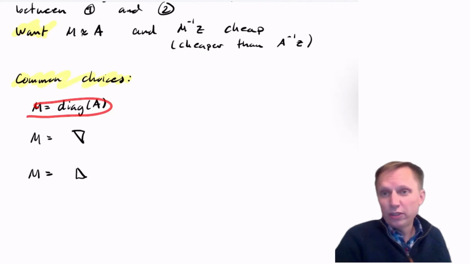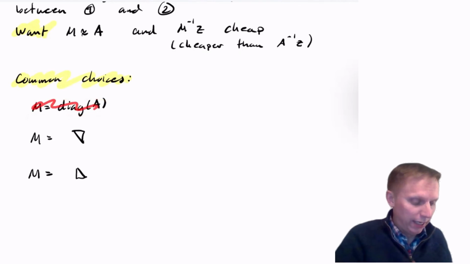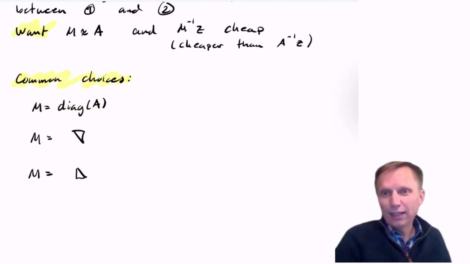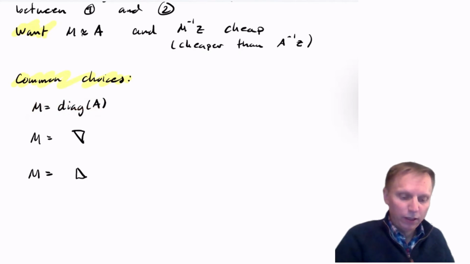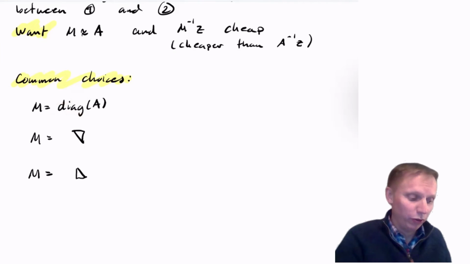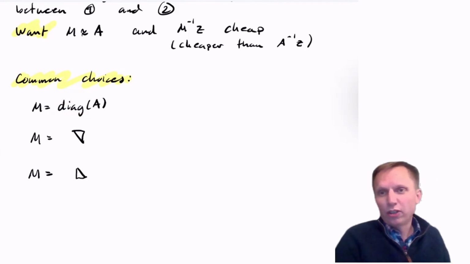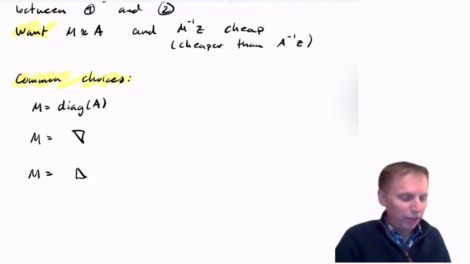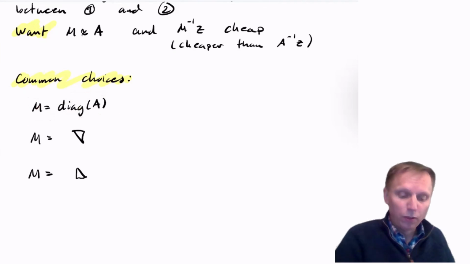First common choice is that we just select M equal to the diagonal elements of A. So we neglect all the off-diagonal elements. And this works really well if your off-diagonal elements are small. So matrices which are diagonally dominant will be well approximated in this situation. And the action is cheap to compute because M inverse times a vector is just this.